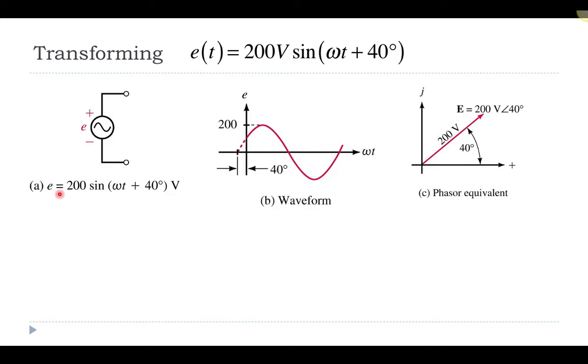So we start off with our AC source, and it's written as a sinusoidal varying function. We can, of course, draw the waveform for that, and in this particular case, the phase shift is 40 degrees, so it would be shifted to the left by 40 degrees, and it would have a maximum value of 200 volts, or an amplitude of 200. And then we know that we can also represent this in phasor notation as a phasor that has a length of 200 and an angle of 40 degrees with respect to the horizontal axis.